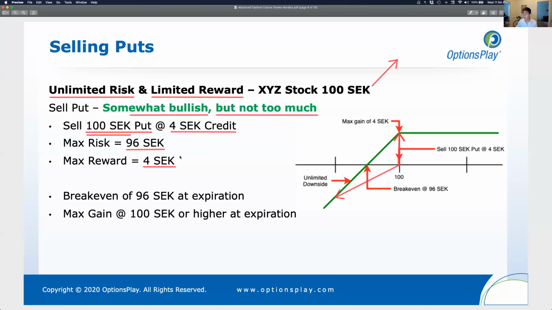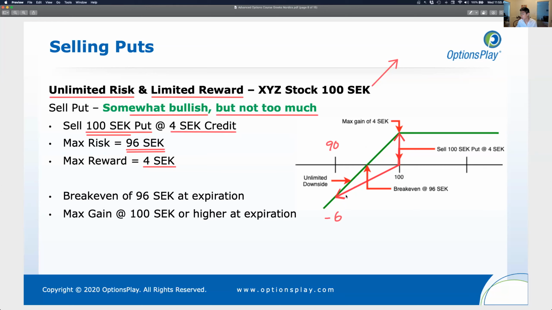So in reality, 96 crowns of risk is only going to happen if the stock moves down to 0. In reality, you might say to yourself, even if the stock goes down to, let's say, 90 crowns, right? If that's the case, what I'm losing is only 6 crowns.